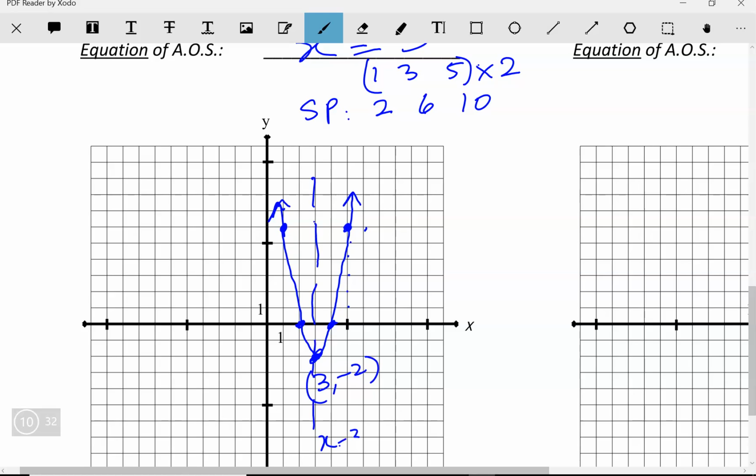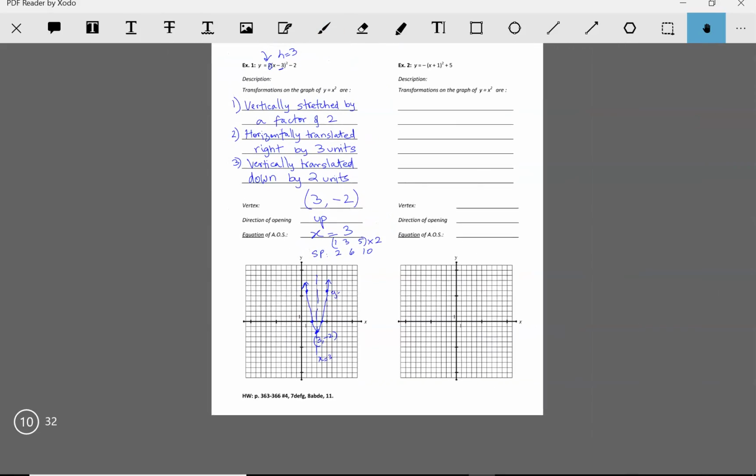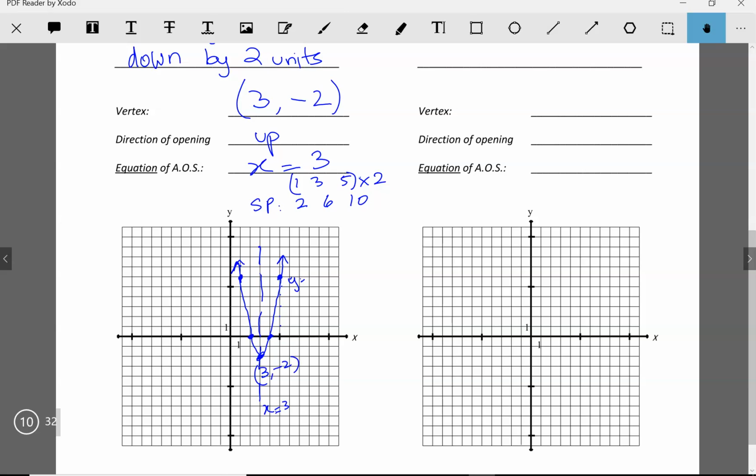X equals 3 is the axis of symmetry. And of course, I will finally label this parabola. Y equals 2. There. Ta-da! That is my parabola. Again, hopefully we'll see that it's not too difficult.